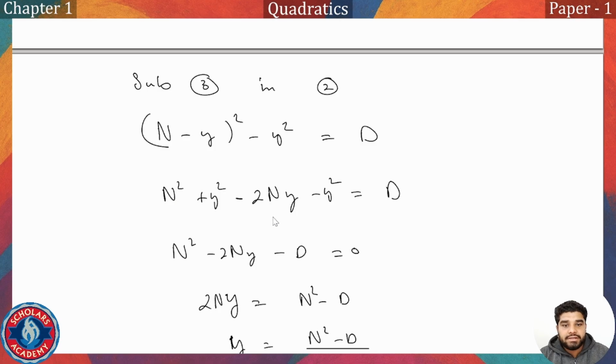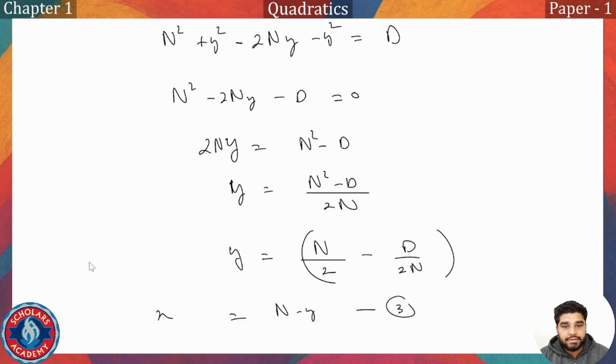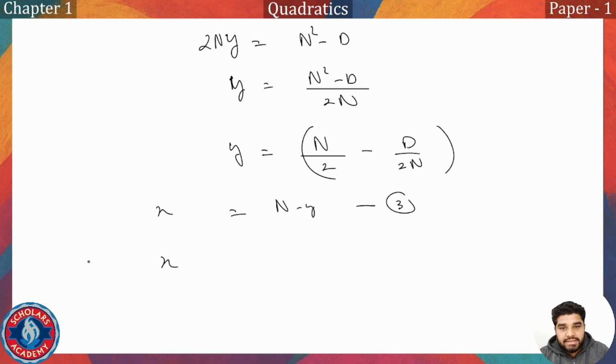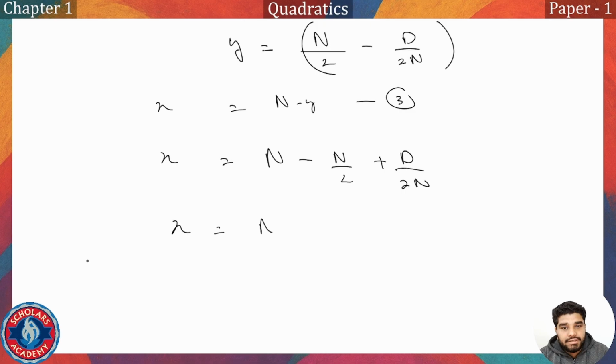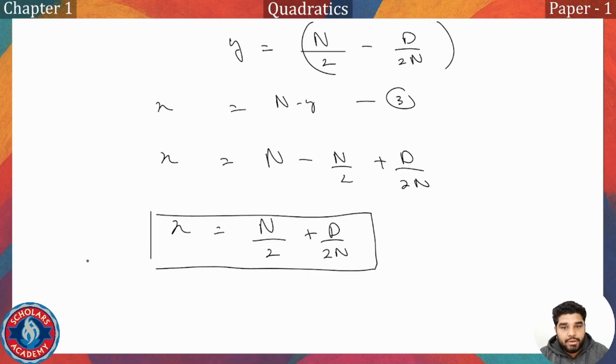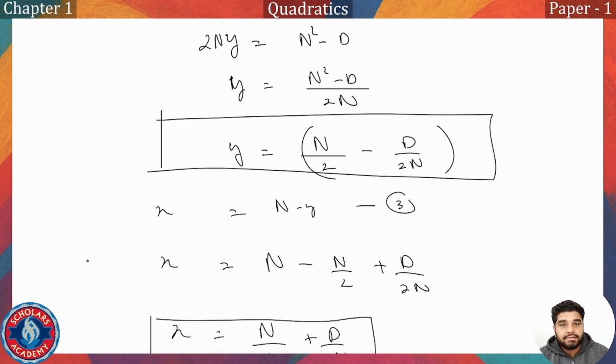If I substitute it in equation number 3, I will get my value for x. So if I substitute it over here, my value of x will be n minus n by 2 plus d by 2n. So that will leave us x is equal to n by 2 plus d by 2n. So these are the values of x and y. x is over here and this is the value for y. I hope it is clear. You understood this.